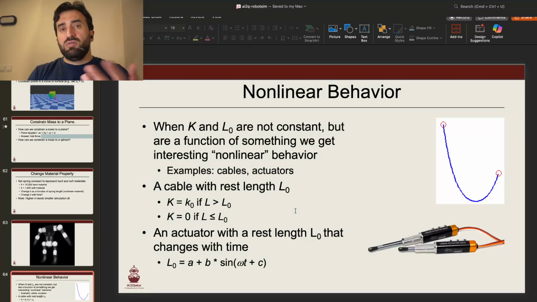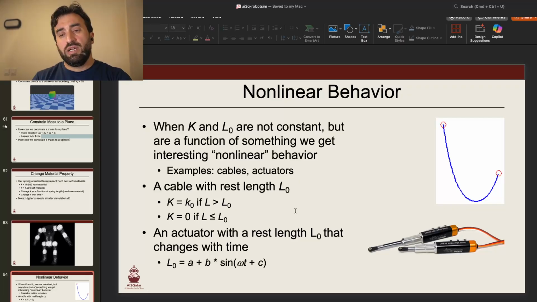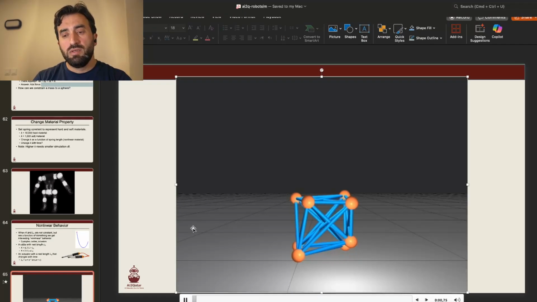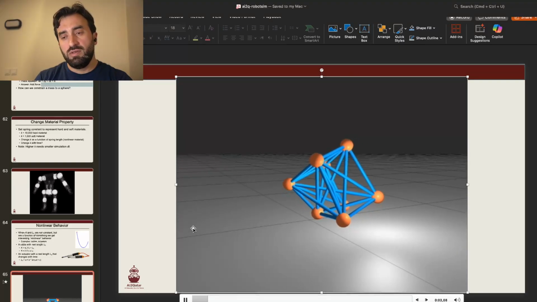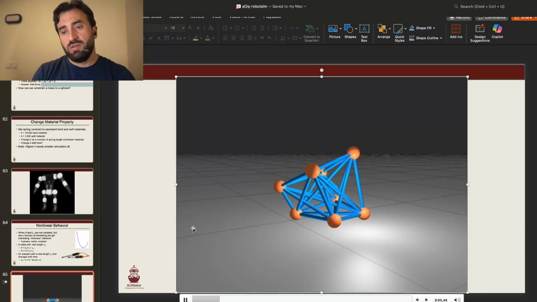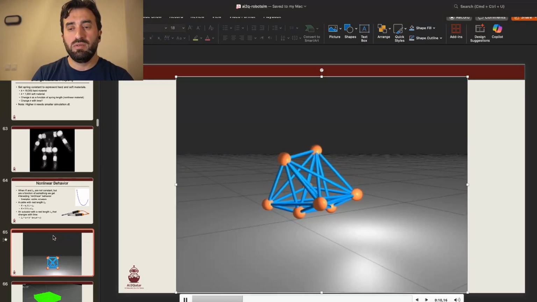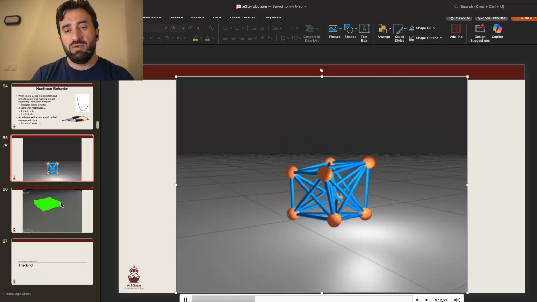You can also have a k that's variable. For instance, with an actuator with a rest length L naught that changes with time, you can set L naught to be a plus b times sine of omega t plus c, where omega is the angular velocity. Here's an example of an object where the k is not constant. So you can see these different variable behaviors by the object.